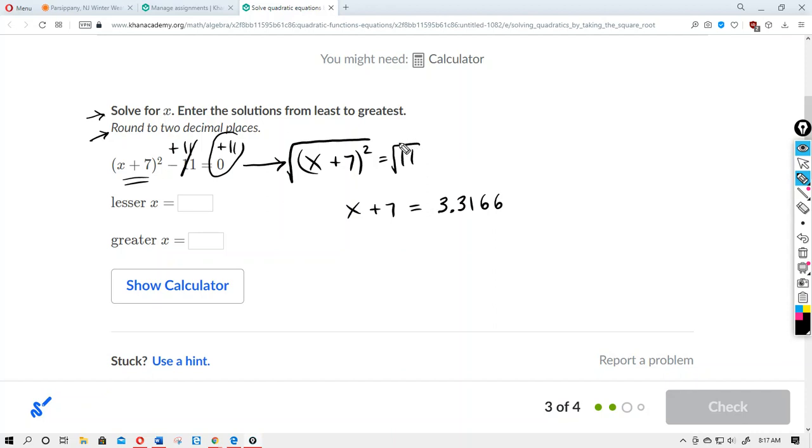And remember, when you take the square root, it's going to be plus or minus, because you see this is squared right here. So whatever gets plugged in for x, it's going to be squared anyway. All right, so this is plus or minus. And it says round to 2 decimal places. So because this number is 5 or more, I'm going to round it up. So x plus 7 is going to be plus or minus 3.32.